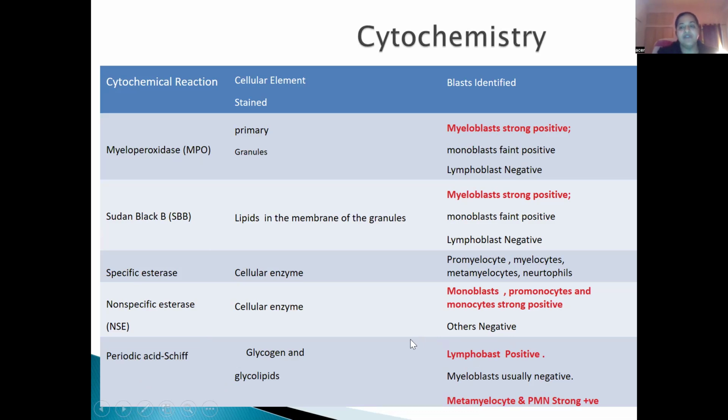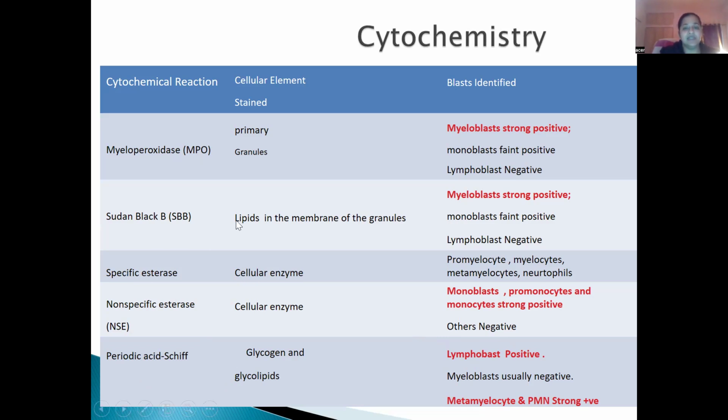So whenever you are asked what is the single test you will advise the patient for differentiating a myeloblast from a lymphoblast, that would be the MPO. Okay, the MPO is the single test you will advise to differentiate it from the myeloblast.